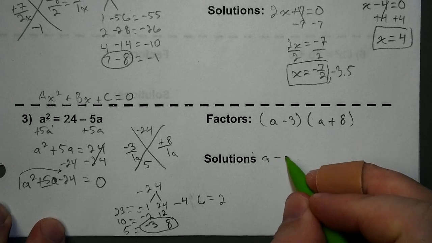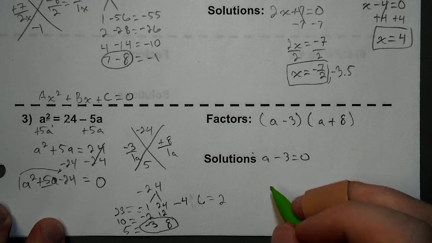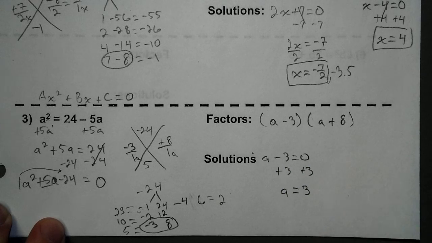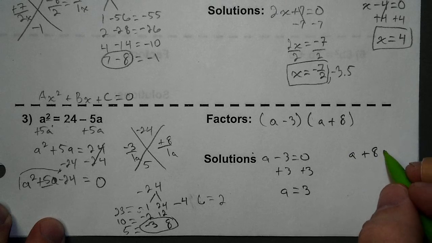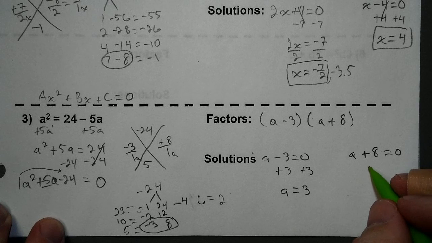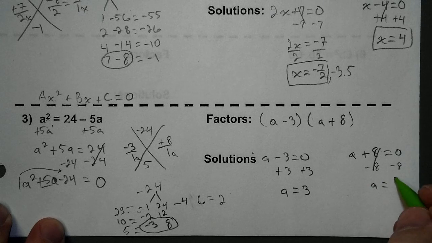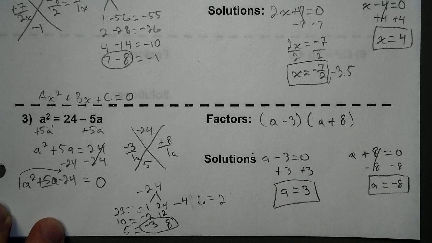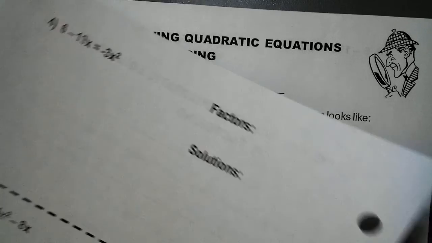So a minus 3 equals 0. How do I get rid of that minus 3? Good, plus 3. So we get a equals 3. Now, the other one, we've got a plus 8. Set that equal to 0. How to get rid of plus 8? Minus 8. Those cancel. We get a is equal to negative 8. So those are two solutions right there. We've got just 3 more to do.